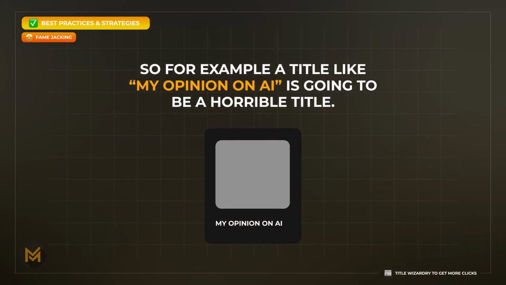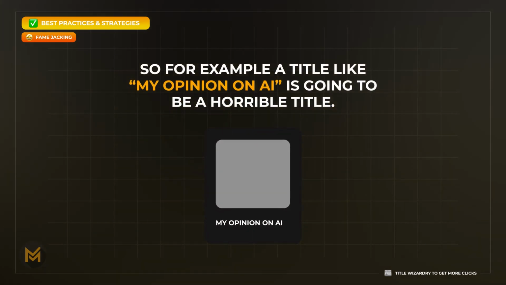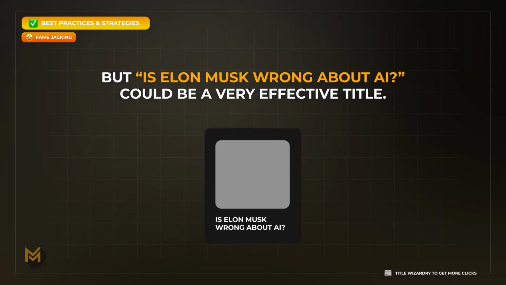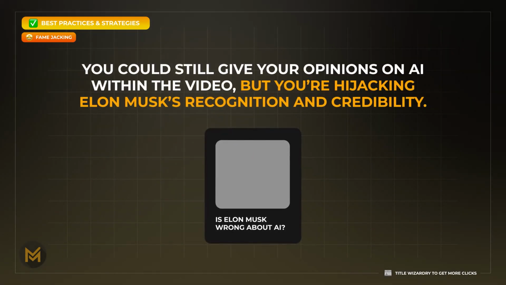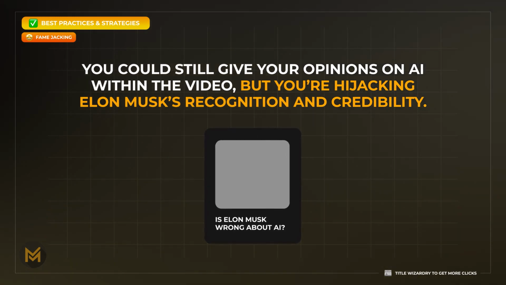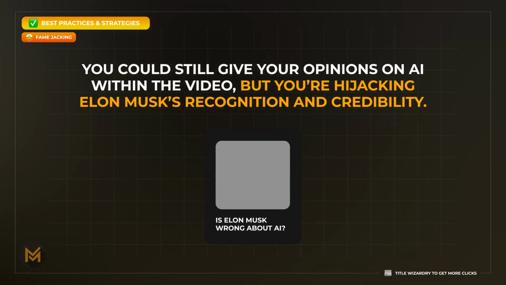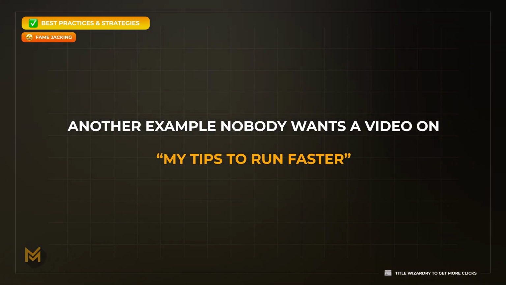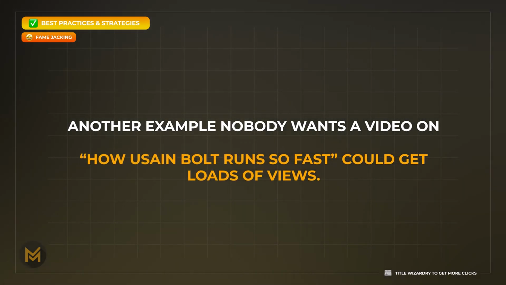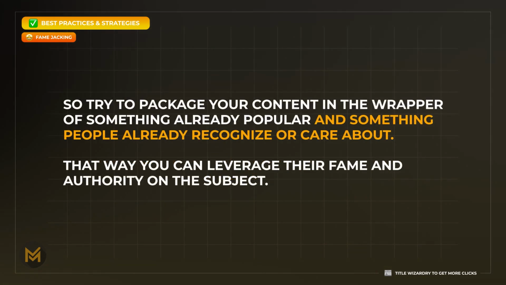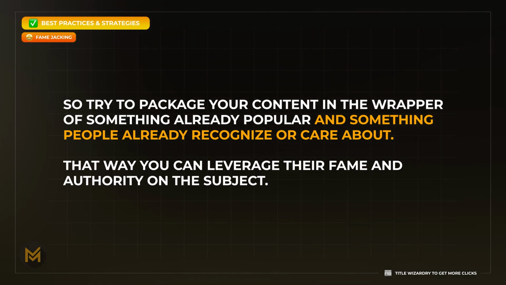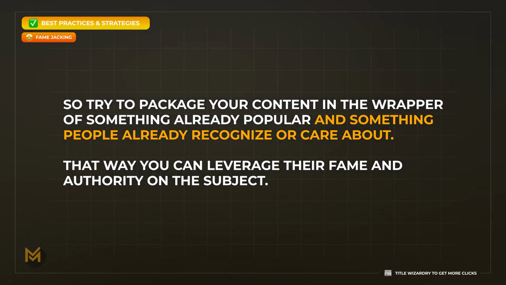So for example, a title like My Opinion on AI is going to be a horrible title. But Is Elon Musk Wrong About AI could be a very effective title. You could still give your opinions on AI within the video, but you're hijacking Elon Musk's recognition and credibility. Another example, nobody wants a video on my tips to run faster, but how Usain Bolt runs so fast could get a lot of views. So try to package your content in the wrapper of something already popular and something people already recognize or care about. That way you can leverage their fame and authority on the subject.